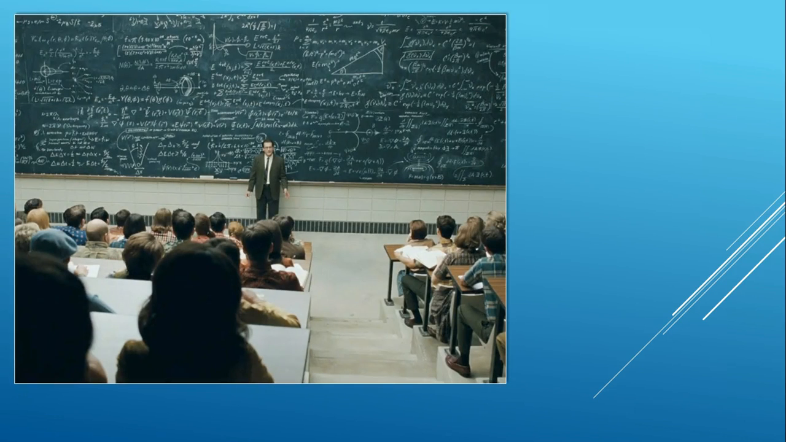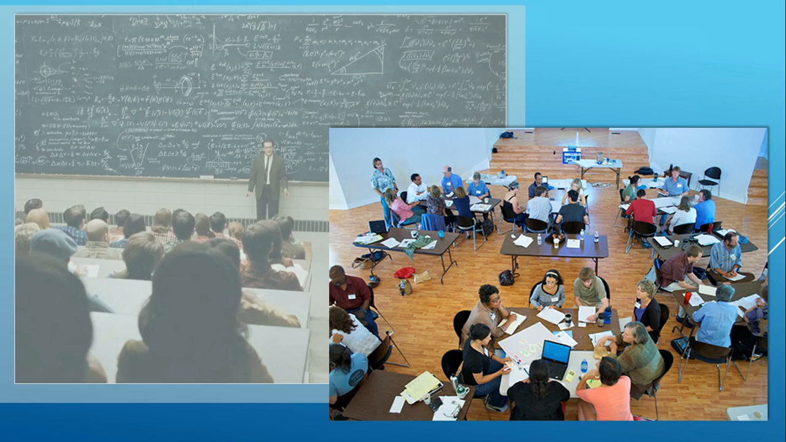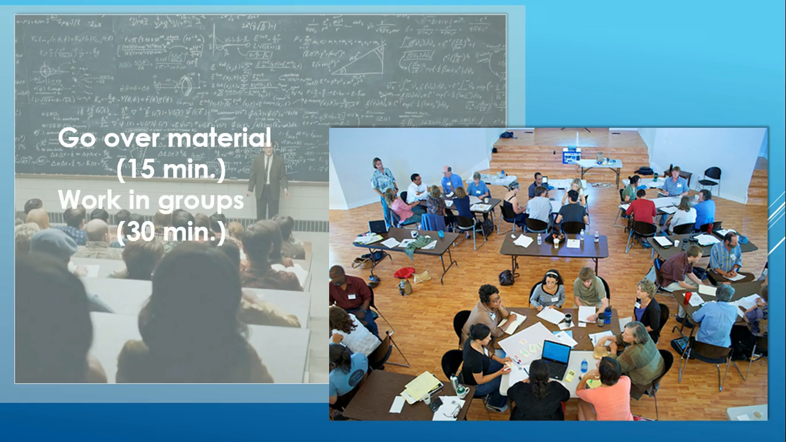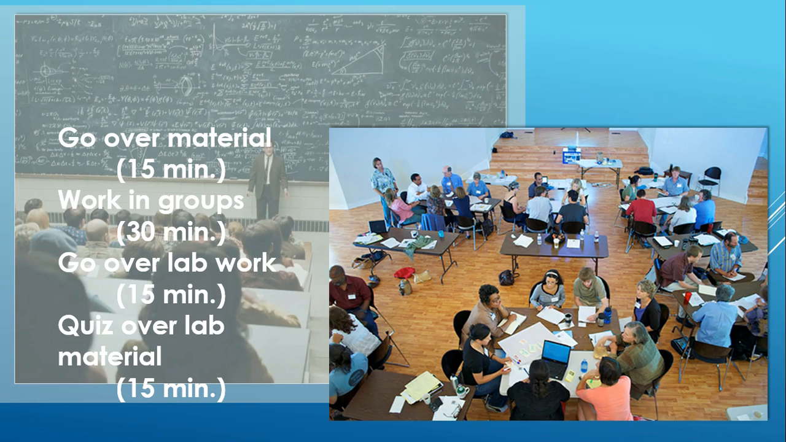So instead of looking like this, a traditional classroom with a teacher lecturing and students taking notes, our class is going to look more like this, with groups of students working together to solve problems and to understand more about the math. Now in general, that means that we'll start the class by going over material. Then you'll get a chance to work with your group. We'll go over that material that you worked with your group, and then we'll end the class with a quiz over that new material.